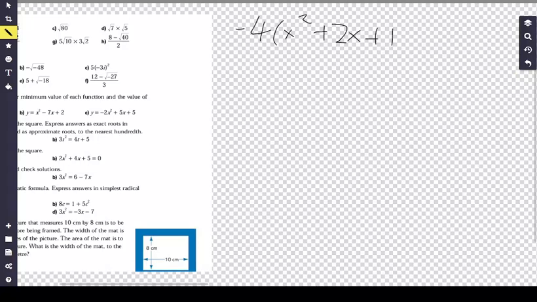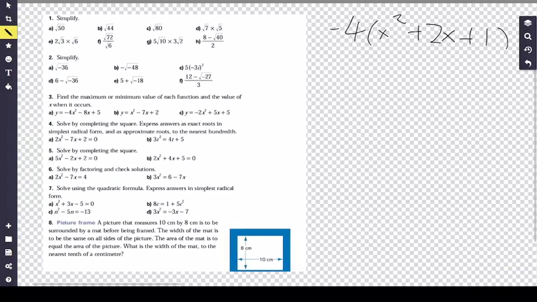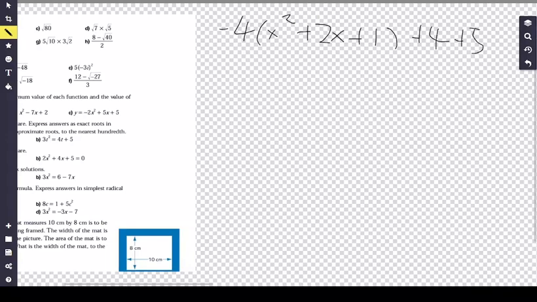And then minus 1, that's going to be minus 1 in here in the bracket, but to get it out of the bracket, we'll have to multiply by -4, so it's going to be plus 4 out of the bracket, so plus 4. And then originally there was another term, which was plus 5, so plus 5. So right here, we will have -4(x plus 1) squared plus 9, our x value.